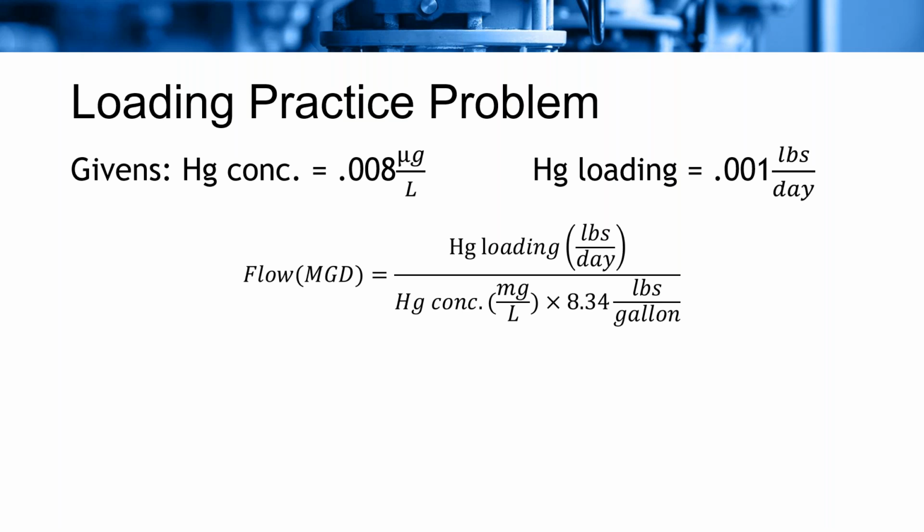The first thing we have to do is identify our givens. We have 0.008 micrograms per liter, and the loading that we want to achieve is 0.001 pounds per day. That means we have to rearrange our previous equation. If we divide both sides by the concentration and the unit conversion, we get that our flow is equal to our mercury loading over that concentration and the unit conversion.